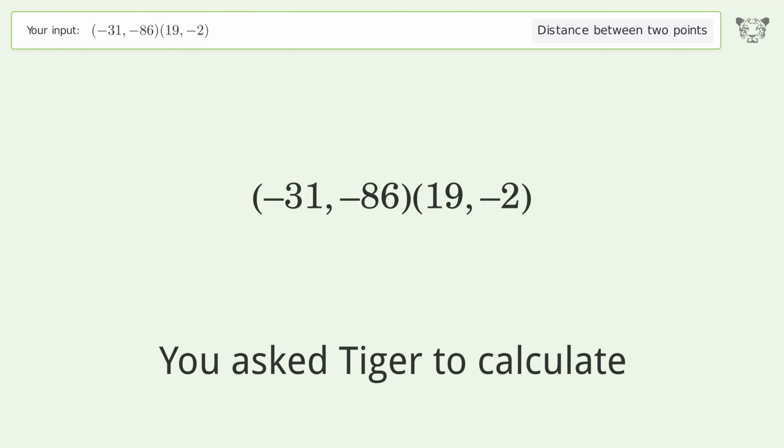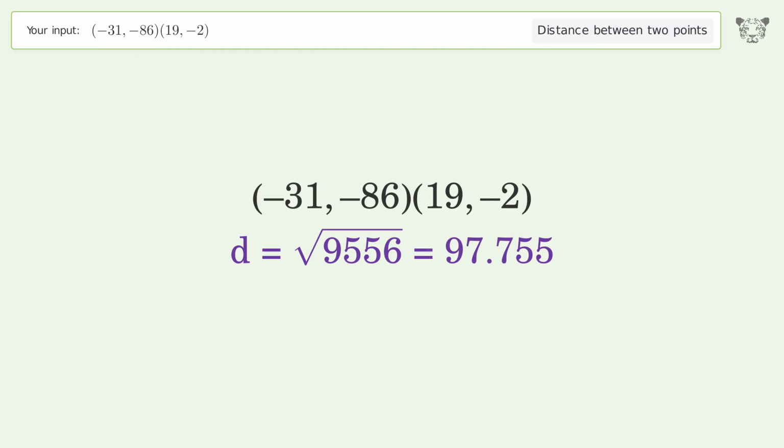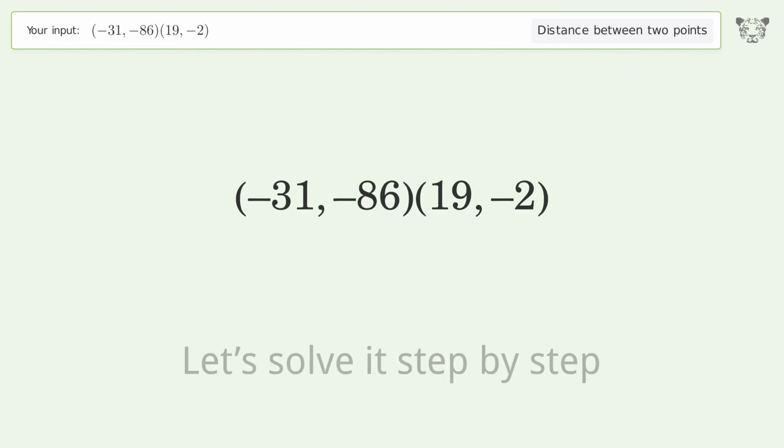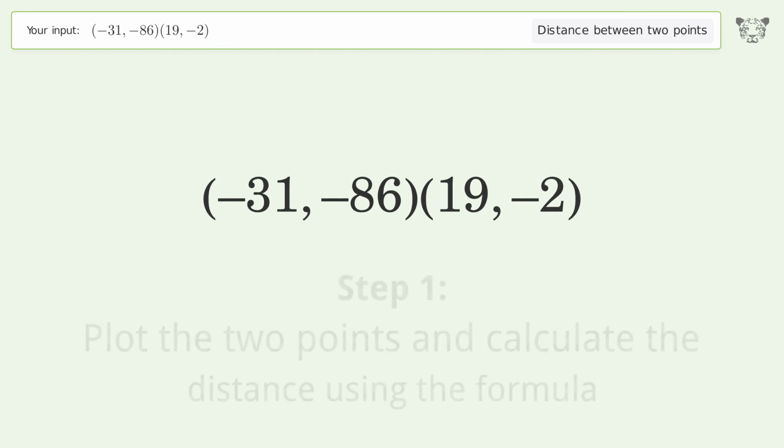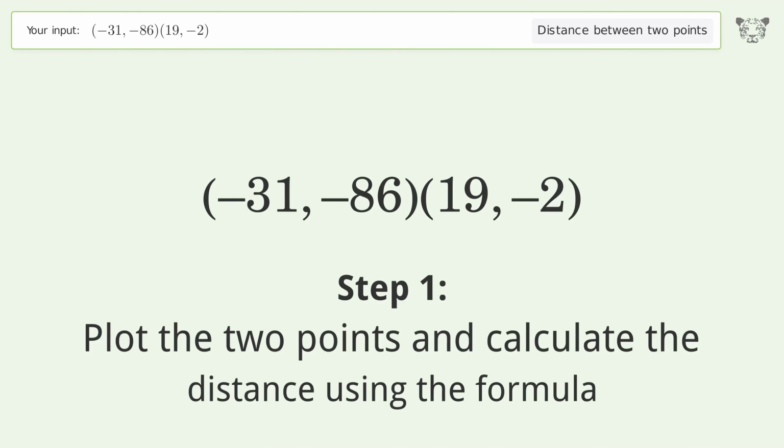You ask Tiger to calculate. This deals with the distance between 2 points. The distance between the 2 points is the square root of 9,556, or 97.755. Let's solve it step by step. Plot the 2 points and calculate the distance using the formula.